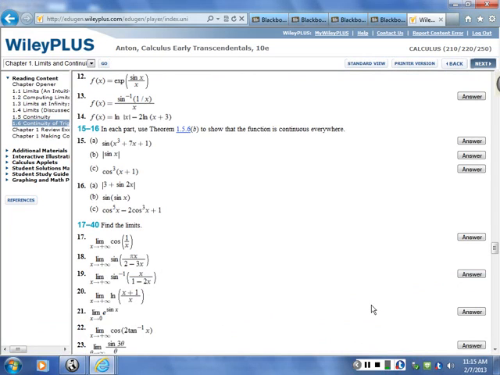Is it not assigned? Is it a different problem or?